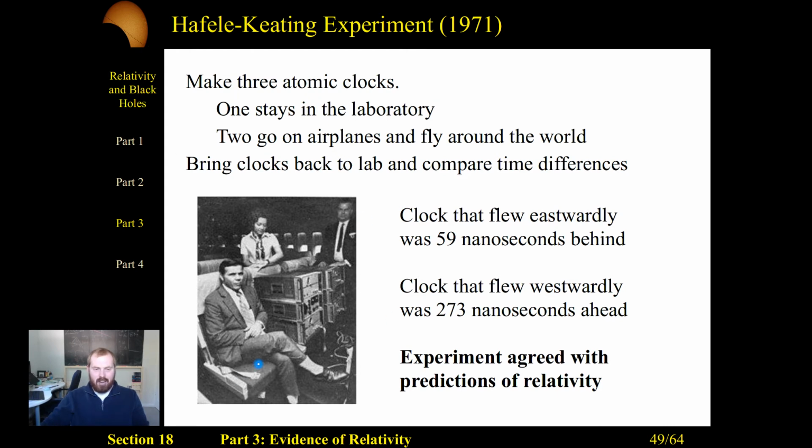Here's Hafele and Keating, all right, and a stewardess on an airplane. And here's what they did. They built 3 atomic clocks. Why atomic clocks? Because atomic clocks are accurate enough to measure time out to the nanosecond scale. And here's what they did. With 3 clocks, one stayed in the laboratory. The other 2 went on flights around the planet.